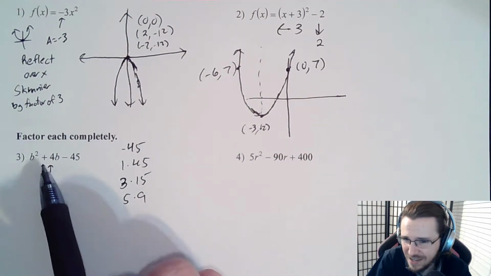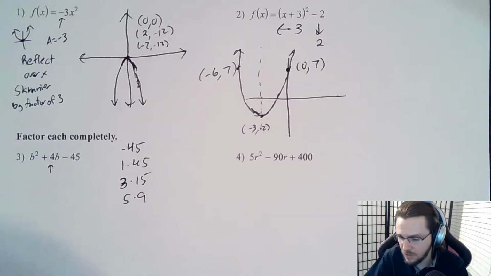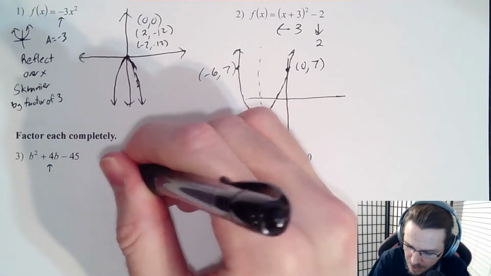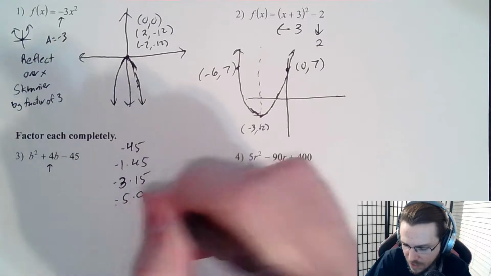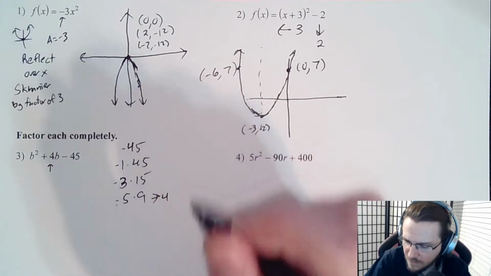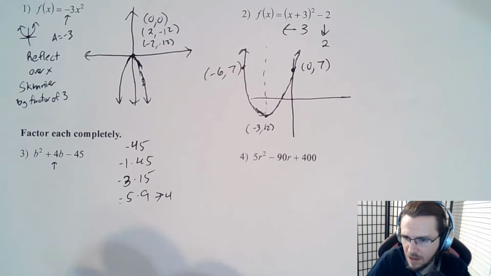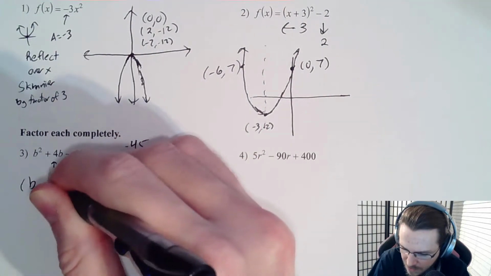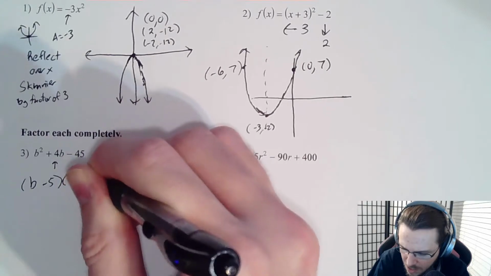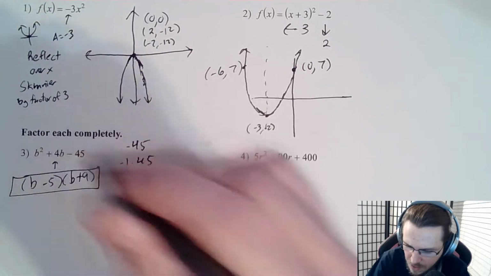This one is positive. I would definitely check out your notes if you need a reminder of what that means, but it does mean that the larger number is negative. And so -5 plus 9 is 4. And there you go, that's pretty much the whole answer: b minus 5 multiplied by b plus 9. Awesome.